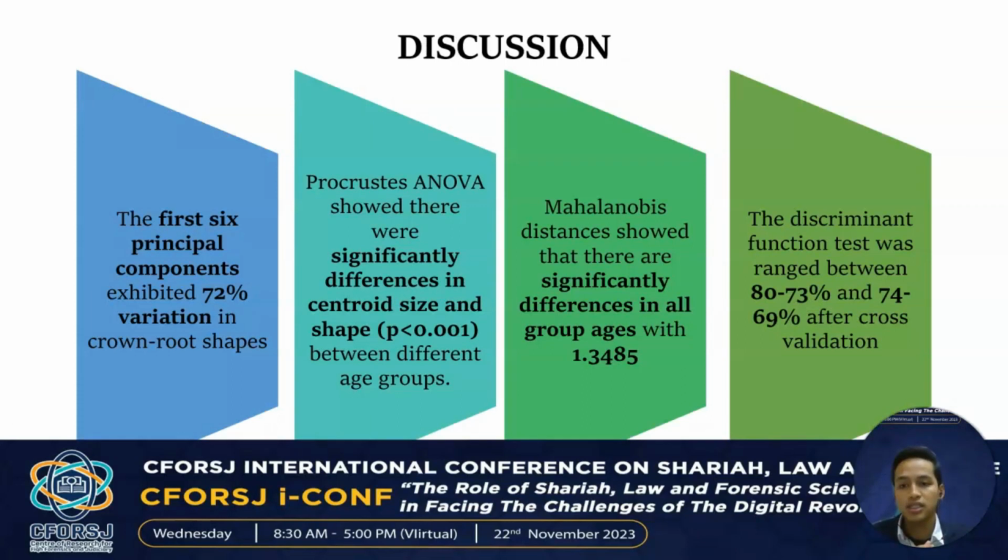Based on the discussion, we can conclude that the first 6 principal components exhibit about 72% variation in crown root shape, and the Procrustes ANOVA showed significant differences in centroid size and shape between the different age groups. Mahalanobis distances showed significant differences in all age groups, with a value of 1.3485. And the last one, the discriminant function test ranged between 80 to 70%, and 74 to 69% after the cross-validation.